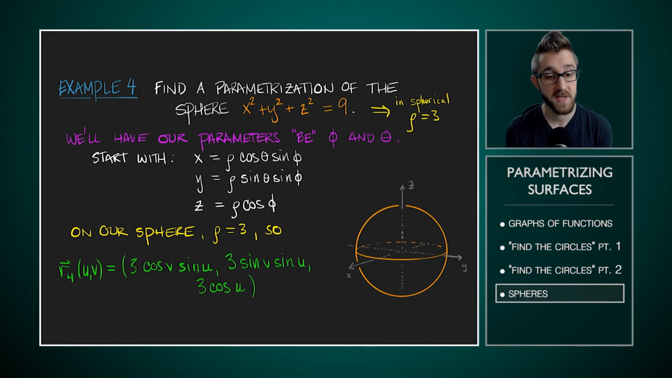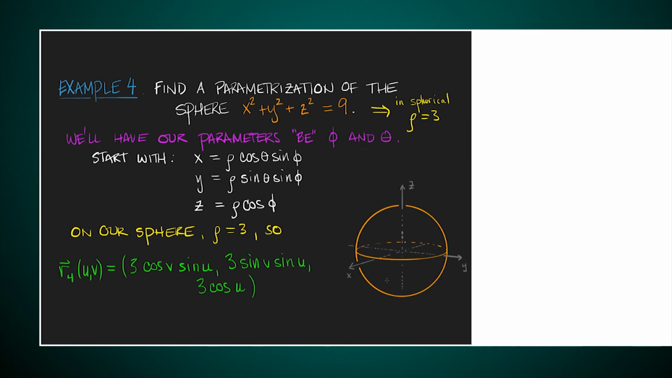So 3 cosine v sine u, 3 sine v sine u, and 3 cosine u is a parameterization of a sphere of radius 3. And if you really wanted to, you could take these 3 things and plug them in for x, y, and z and see what you get. There's a lot of trig canceling stuff that you'd have to do, but if you simplified this side of the equation after plugging this in, you would end up with 9, which means that the points given by this formula always satisfy this equation, so they always lie on this sphere.